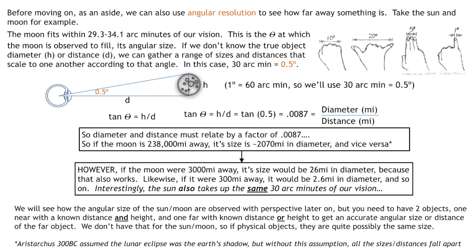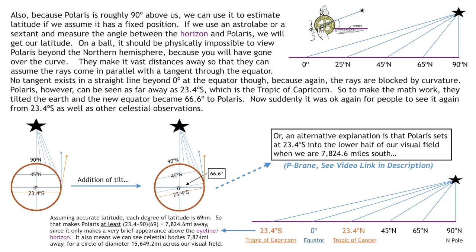As a note, Aristarchus in 300 BC assumed the lunar eclipse was the Earth's shadow, but without this assumption, all these sizes and distances essentially fall apart.